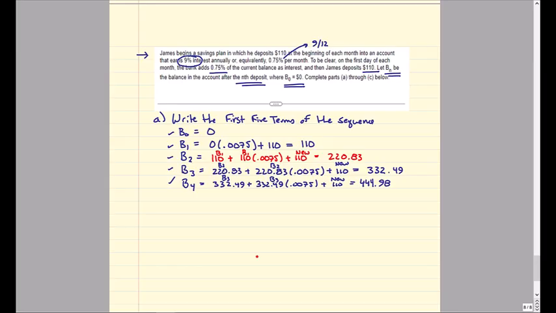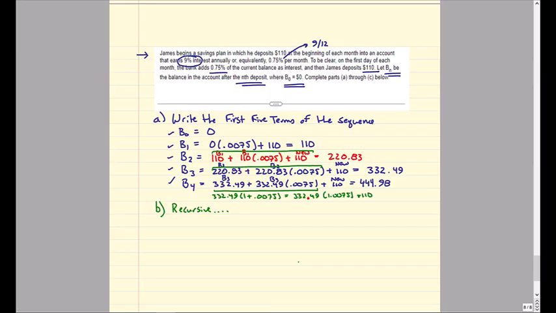Now, the second part, part B, they would like us to find a recurrence relationship. So if I want to write that recursive sequence, what I want to do is start to try to predict what's happening here. Well, these are like terms. They both have the 332.49. These are the like terms as well. So if you think about factoring out the 332.49, I'd be left with 1 plus 0.0075, which would be 332.49 times 1.0075. And then of course the plus 110 here.